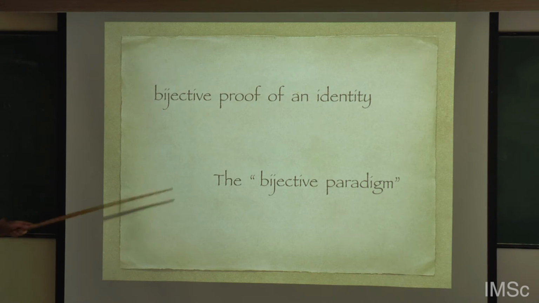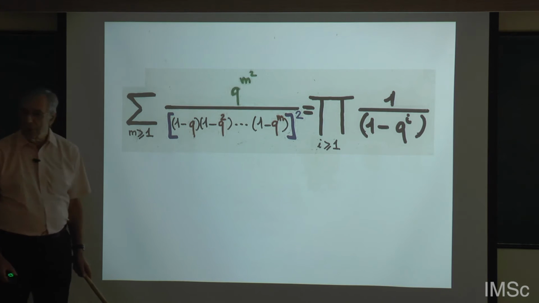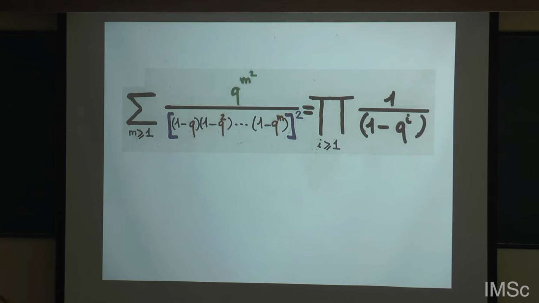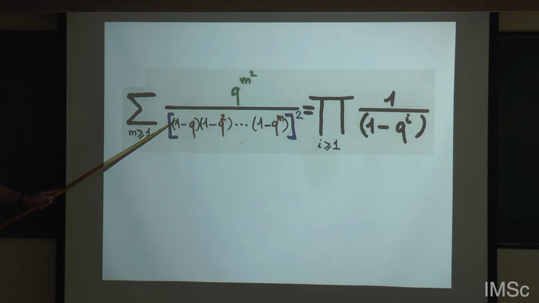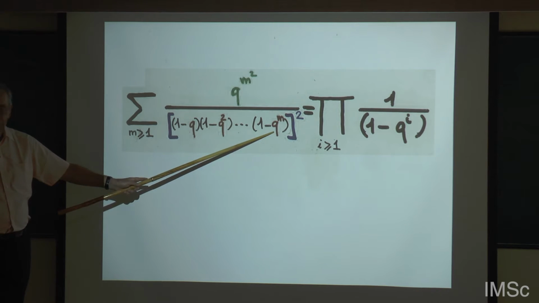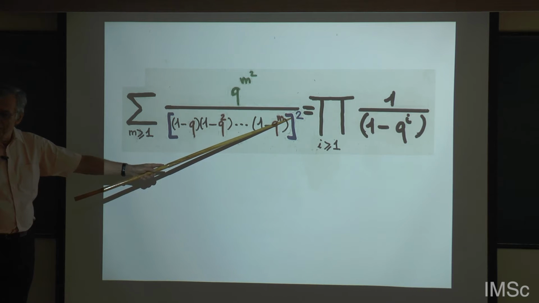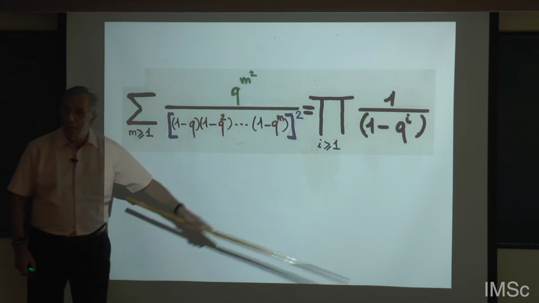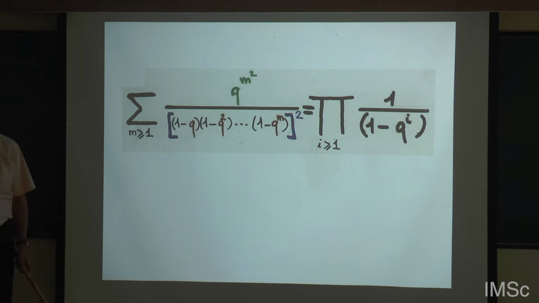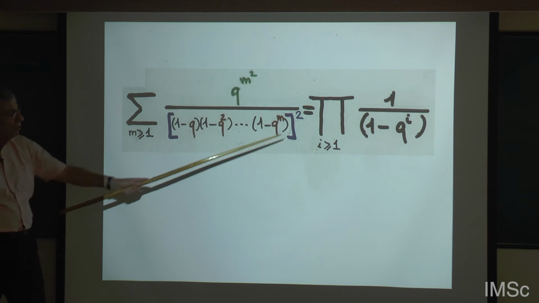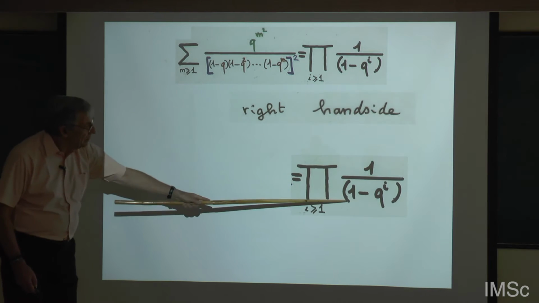So for the bijective proof of identity, the bijective paradigm, I'm going to give a more simple example. So instead of taking the left-hand side of the Rogers-Ramanujan identity, q to the power m squared divided, of the first Ramanujan identity, which was this in green, divided by this in red, I change the identity, I take the square now. If I take the square, then this is much more simple. So I am going to give you, as a preparation for the next step, a bijective proof of this, a combinatorial proof of this. So now we know that the right-hand side is exactly this.